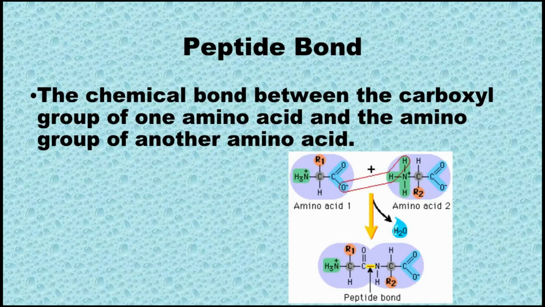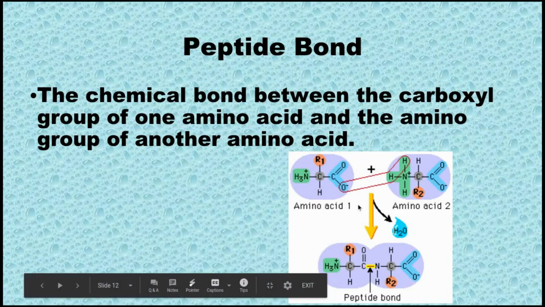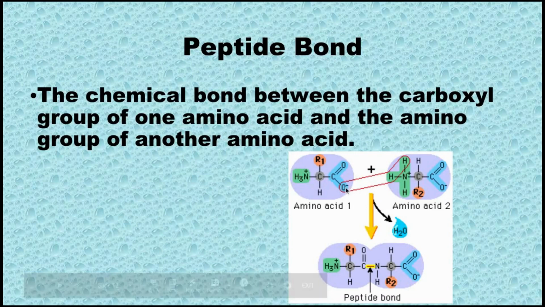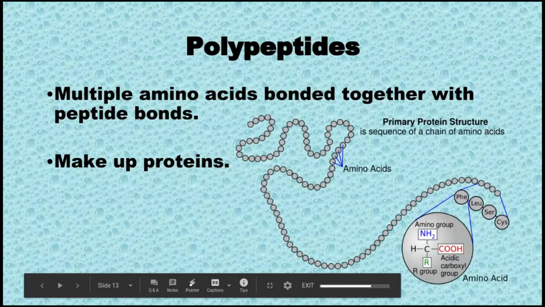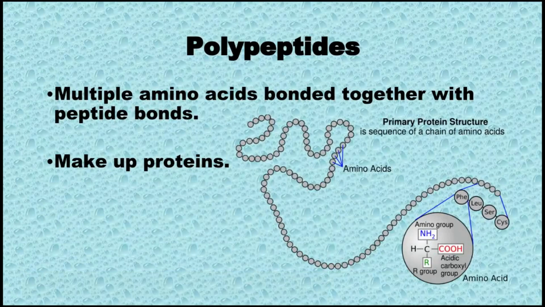Then we can look at what's called a peptide bond, and that peptide bond is going to bind those amino acids together. So it's going to combine the oxygen on one, two hydrogens on another, and complete that peptide bond. When we're looking at a polypeptide, we're looking at a long chain of those amino acids bonded together, and this makes up that protein.